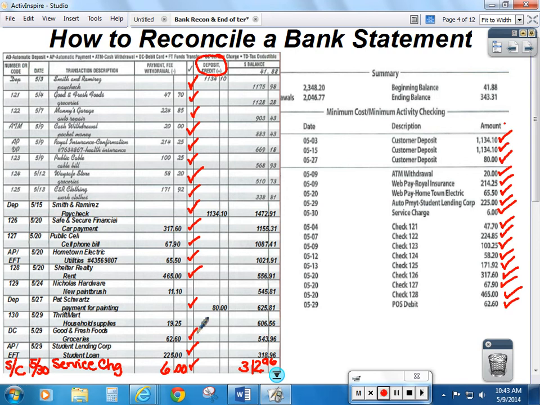Okay, so the first thing that I check is that I have everything on my bank statement checked off, which I do. There's nothing that the bank knows about that I don't anymore now that I've recorded this service charge. But I have two items that I've got in my register, but the bank does not know about them.